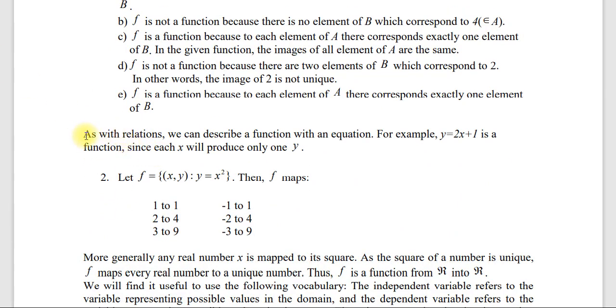As with relation, we can describe a function with an equation. For example, y = x + 1 is a function since each x will produce only one y.